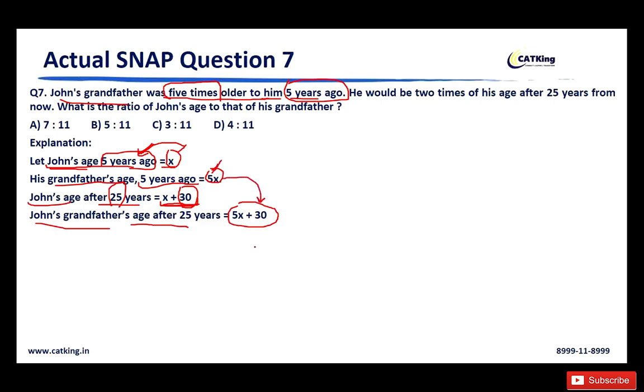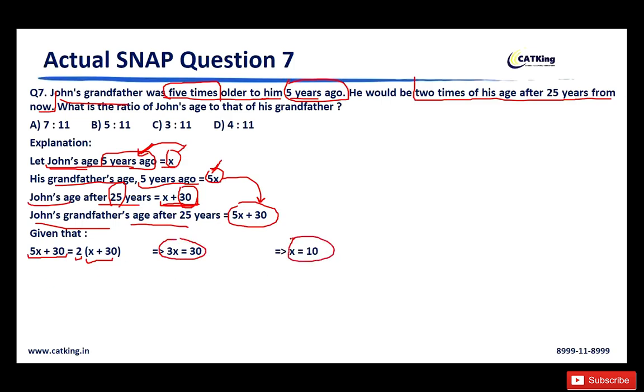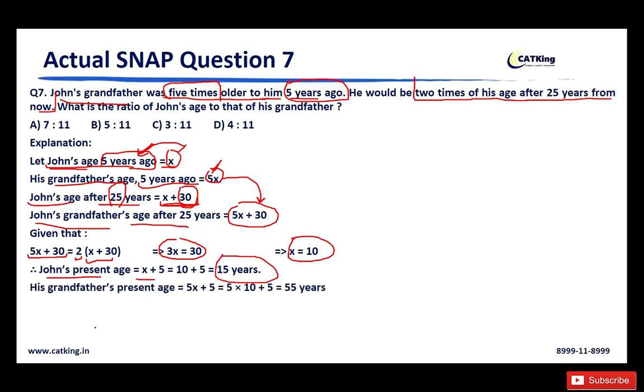Now it is given in the question that he would be 2 times John's age after 25 years from now. So 5x plus 30, that is the grandfather's age, is twice John's age. So 2 into (x plus 30). Solving this equation, I get 3x equals 30, and calculating the value of x, I get x equals 10. Therefore John's present age will be x plus 5, that is 10 plus 5, 15 years.